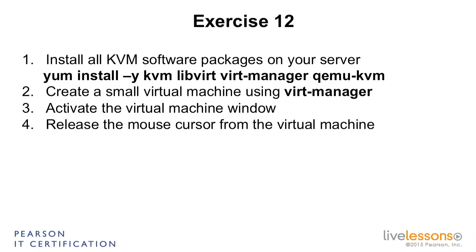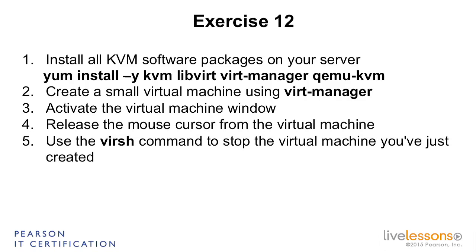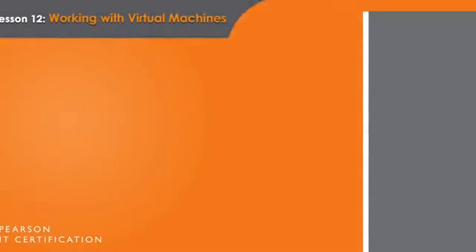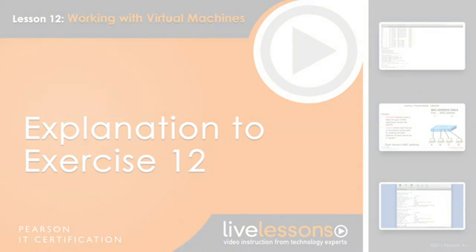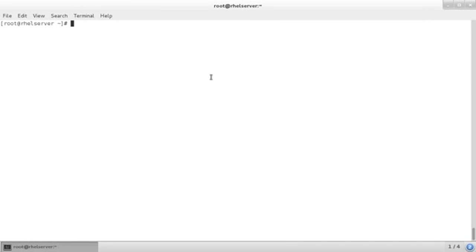So once you have activated the virtual machine window, it is very important that you know how to release your mouse from the virtual machine window. So practice that. And then you can use the virsh command to stop the virtual machine that you've just created. And that is all I want you to do in the exercise. In the exercise you see already which packages you need to install. Once you've got them installed, you can start creating your virtual machine using Virt Manager.